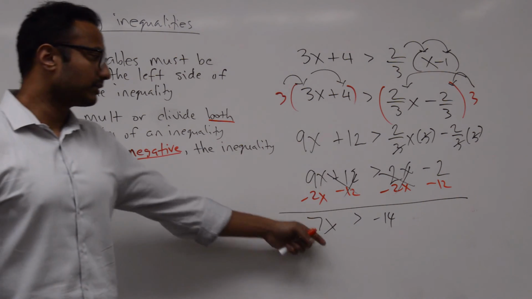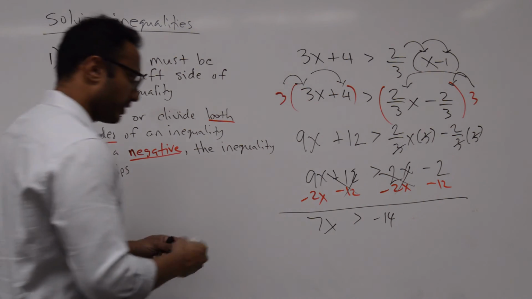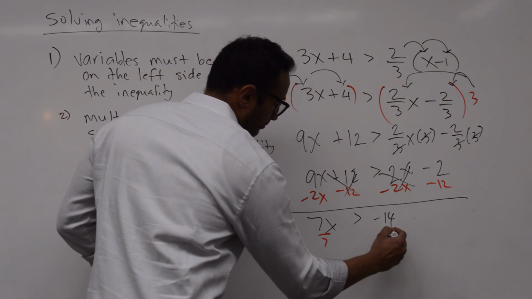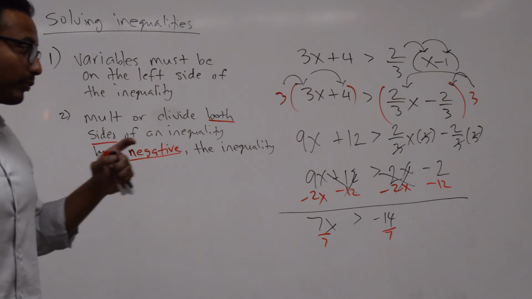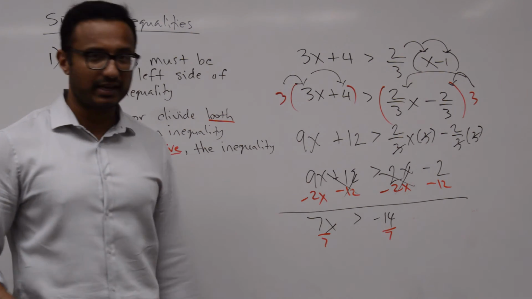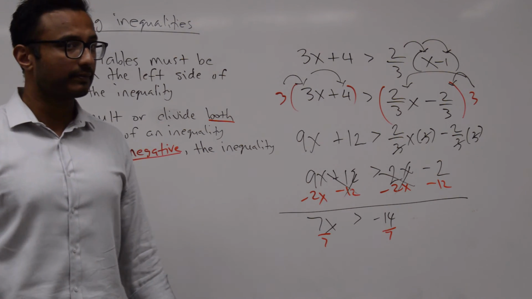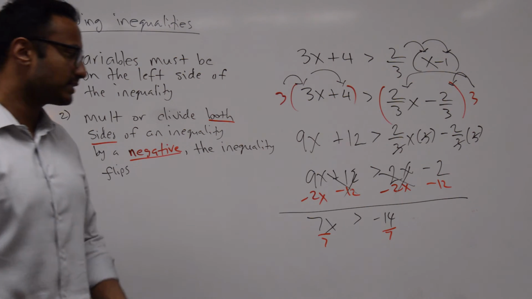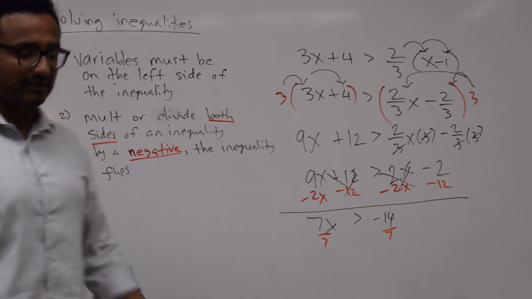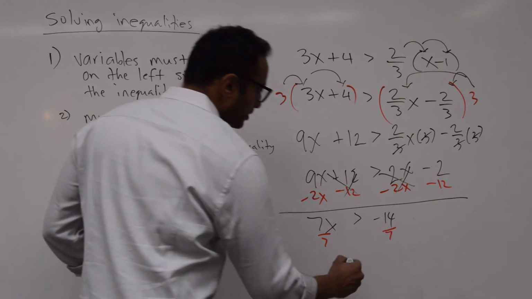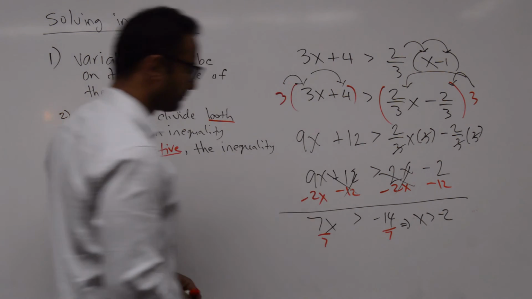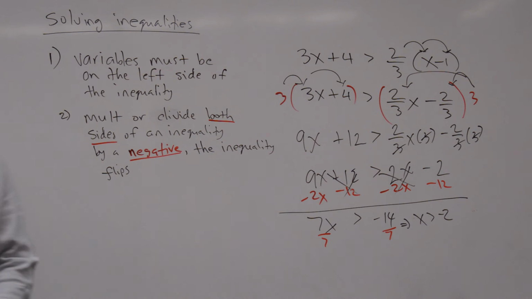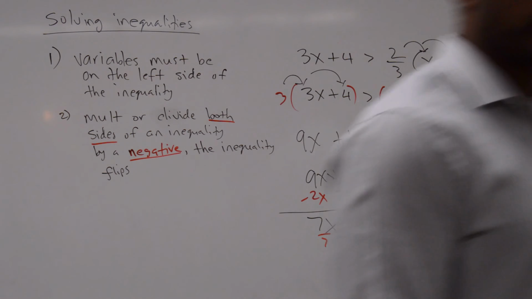Now the x is being multiplied by 7, so to undo that, we're going to divide by 7. And we're going to divide by 7. So now we're dividing both sides, and I see a negative. Does the sign flip? It doesn't, because we're dividing both sides by a positive and not by a negative. So our answer is going to be x greater than negative 2. You want all the values of x that are greater than negative 2.